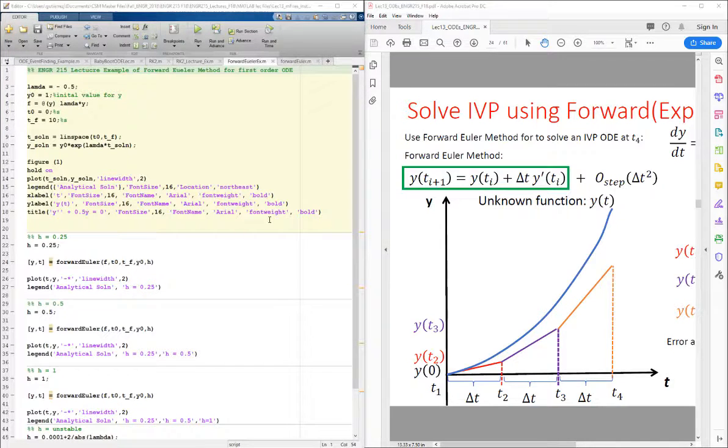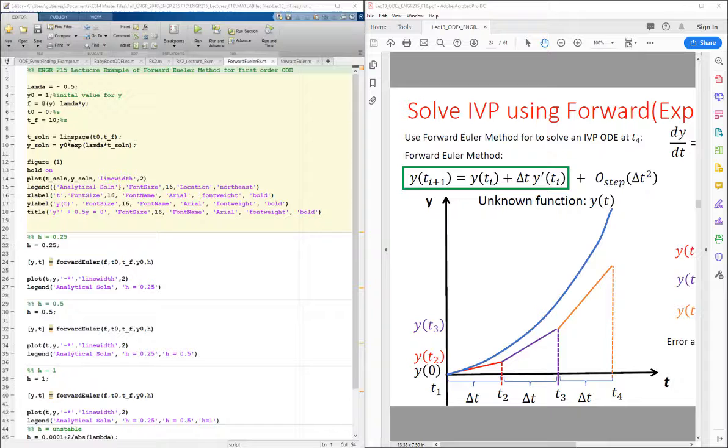So now let's use this Forward Euler method to solve the model equation. Here I have lambda equal to negative 0.5. Our initial value, since this is an initial value problem for y, will be 1. The function handle for this ordinary differential equation is lambda times y, that's our model equation. Our initial time will be 0, and the final time is 10 seconds.